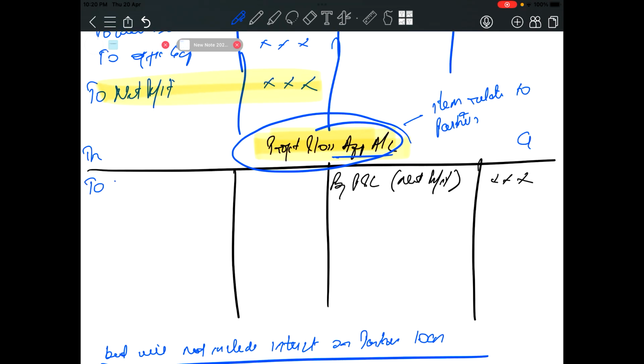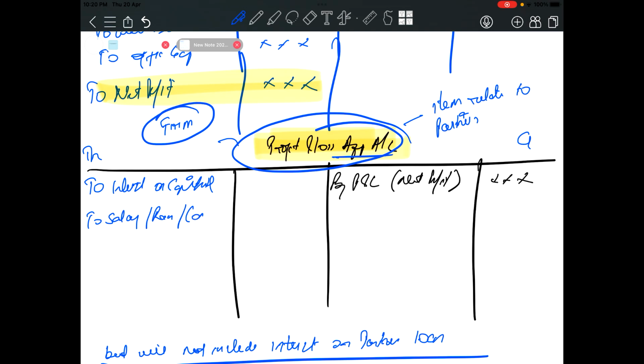Now what will be there on the debit side? To interest on capital. Interest on capital is, in a way, a loss for the partnership firm. Now the P&L appropriation account will be prepared from the point of view of the firm. Interest on capital is a kind of loss for the firm, because out of the profit they are giving interest on capital to the partners. Salary, remuneration or commission will also come on the debit side.